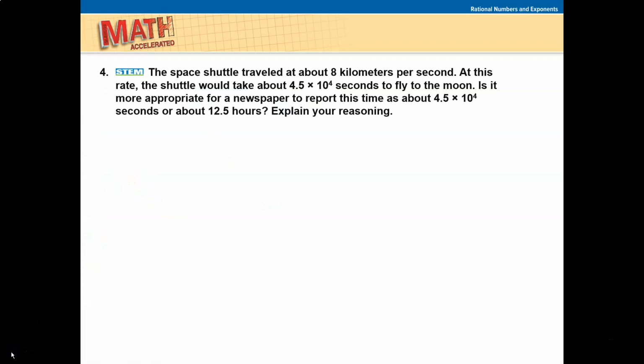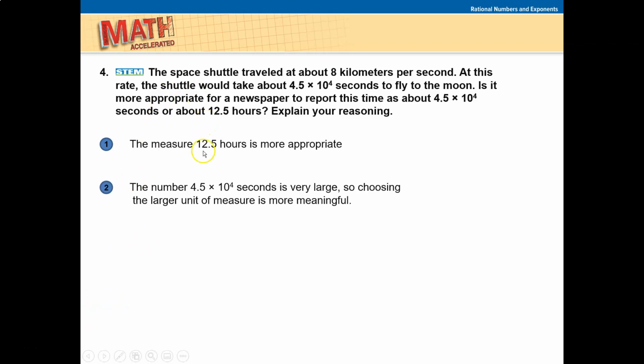Welcome. The space shuttle traveled about 8 kilometers per second. At that rate, the shuttle would take about 4.5 times 10 to the 4 seconds to fly to the moon. Is it more appropriate for the newspaper to report this time as 4.5 times 10 to the 4 seconds or about 12.5 hours? Explain your reasoning. I would say the measure of 12.5 hours is more appropriate. The number 4.5 times 10 to the 4 seconds is very large, so choosing it would not be as meaningful. People would better understand 12.5 hours.